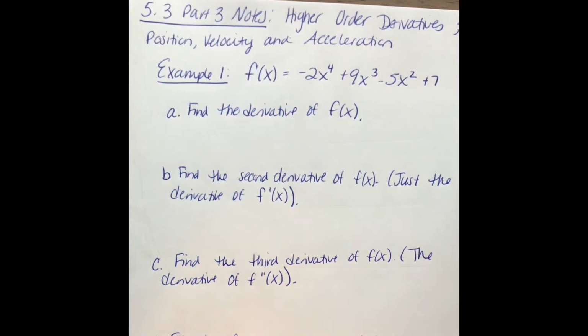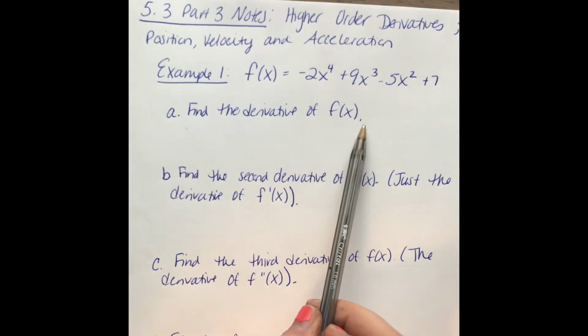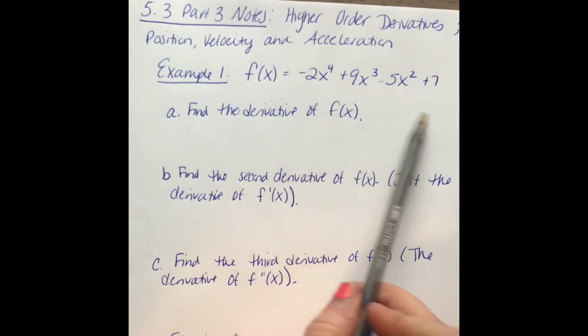Our first example today is going to deal with basic higher order derivatives. So if we start off with the function f of x is equal to negative 2x to the fourth plus 9x to the third minus 5x squared plus 7, our example A, we have to find the derivative of f of x. And in order to do that, we're going to use the power rule.